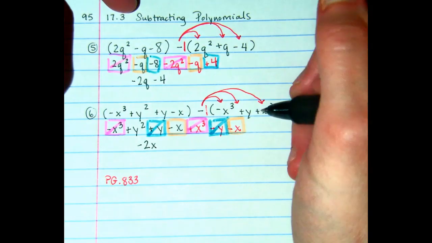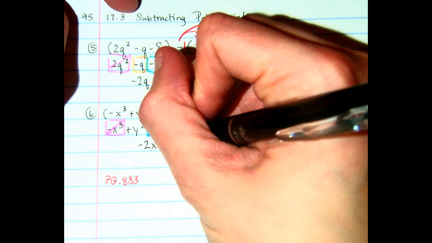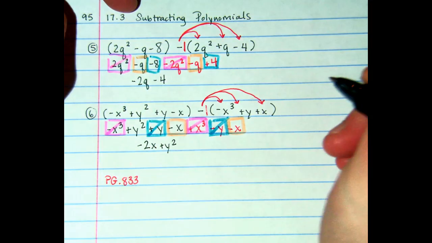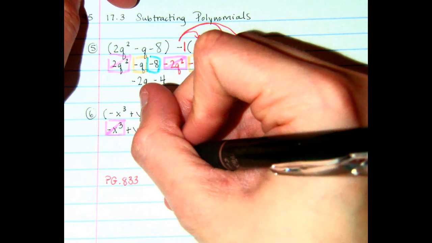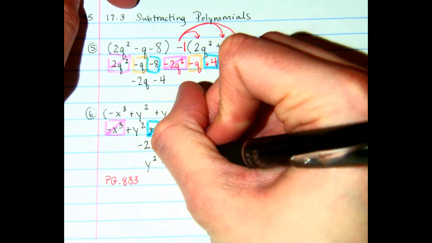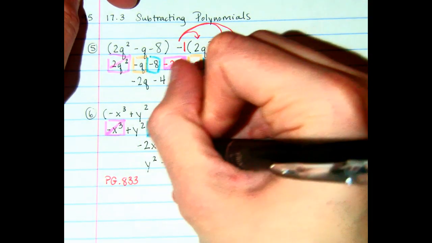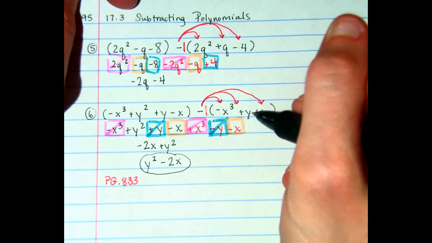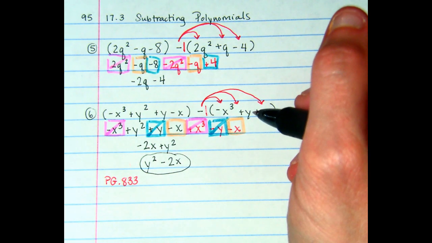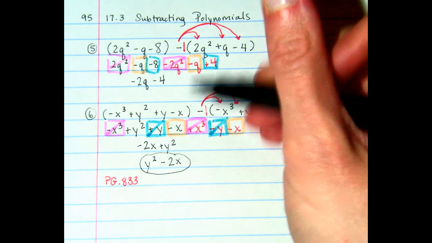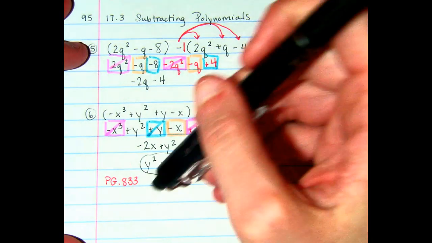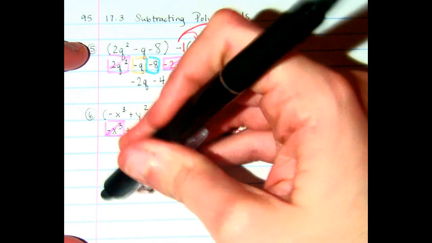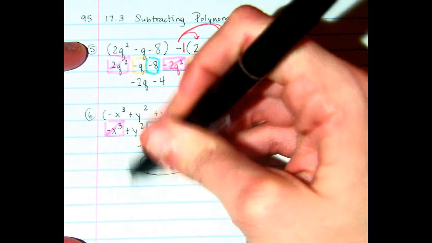What do we still have that we need to bring down? Is this in standard form? No. Y squared minus 2x is standard form. It's only alphabetical order if they have the same exponent, and they don't. Okay, we're going to talk about page 833 next. I'm going to leave this here for a minute, but I'm going to erase that.